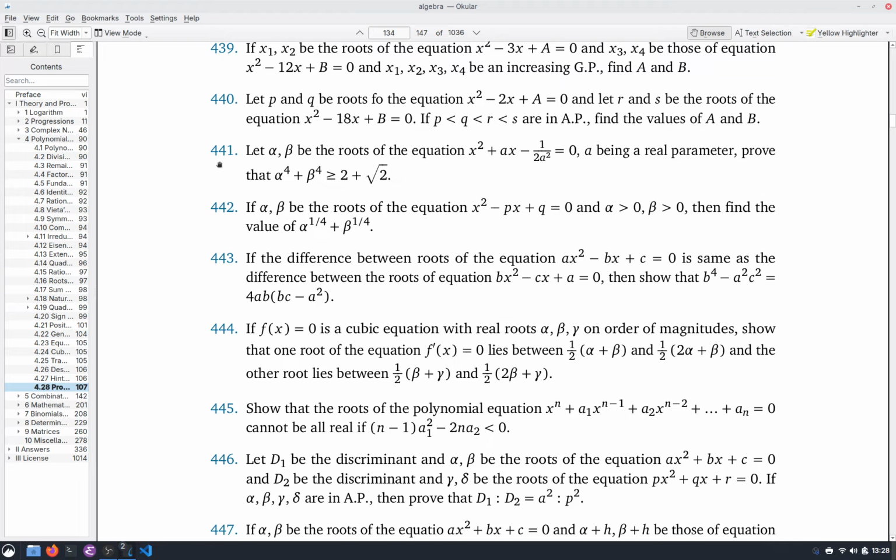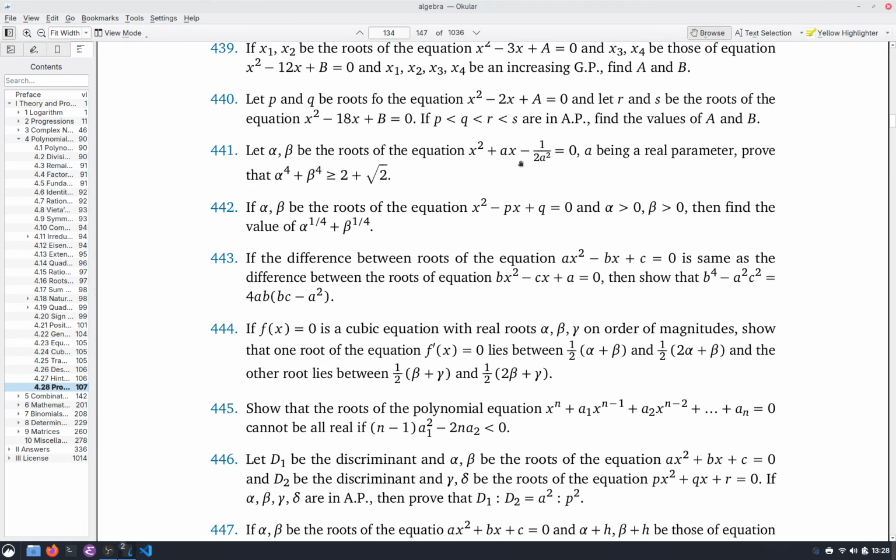Question 441 says: let alpha, beta be the roots of the equation x square plus ax minus 1 by 2a square is equal to 0, a being a real parameter. Prove that alpha to the power 4 plus beta to the power 4 is greater than or equal to 2 plus square root of 2.